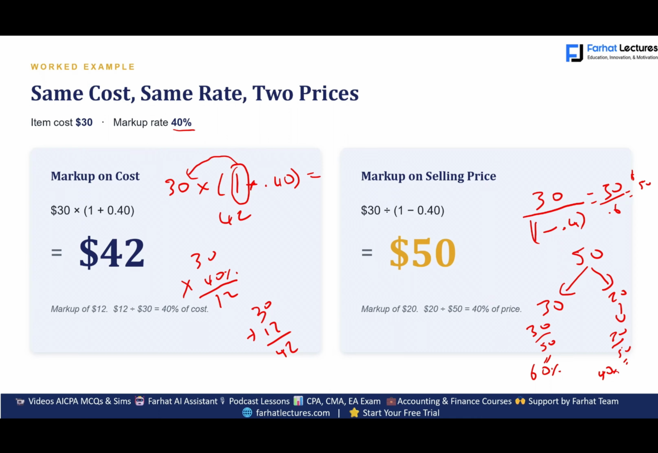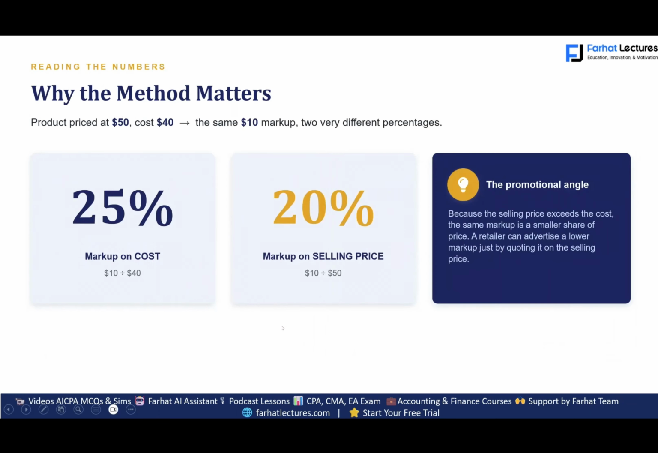So remember, although they give you a markup of 40%, if it's a markup on cost, it's different. It gives you a different result than the markup on selling price. So they give you two different figures. And that is why the methods matter. So let's assume you are selling a product at a price of $50 and the cost for the product is $40. If I told you only this much, we're selling something for 50 and the cost is 40, so 50 minus 40, we are making a $10 profit.